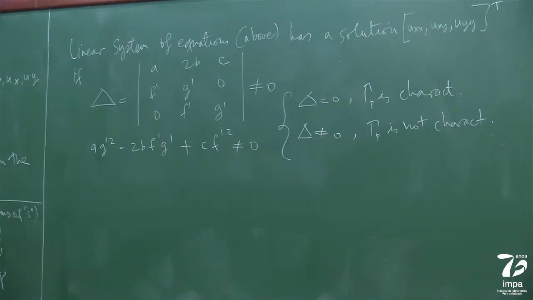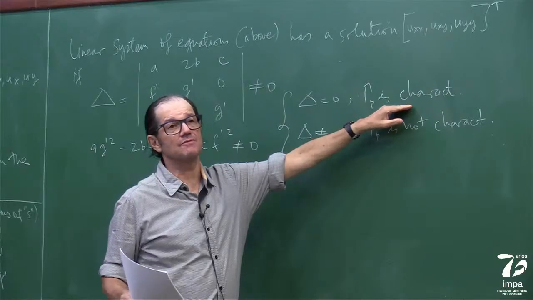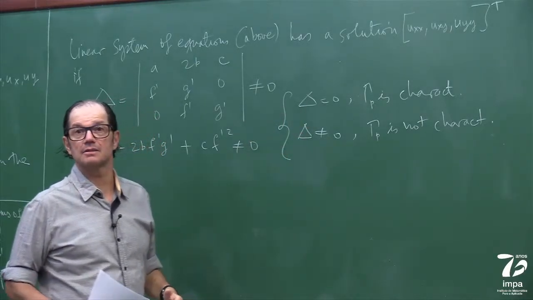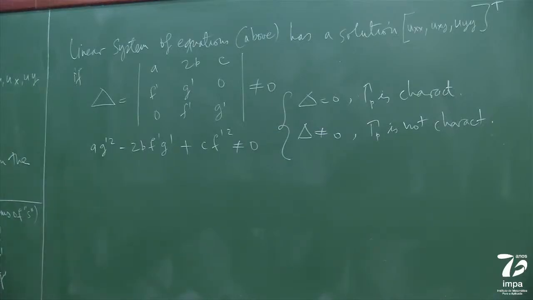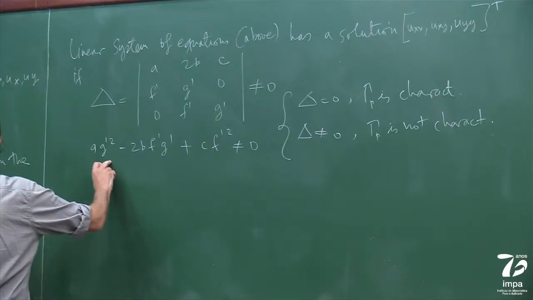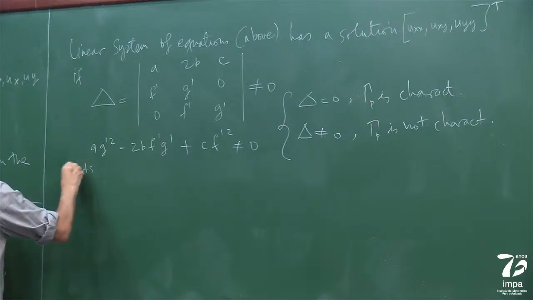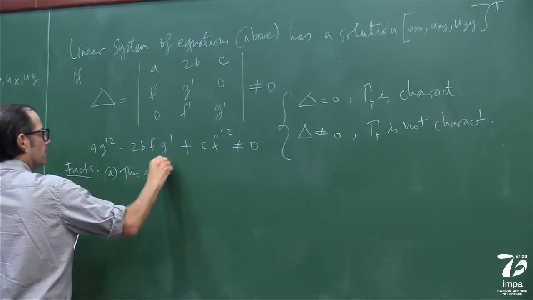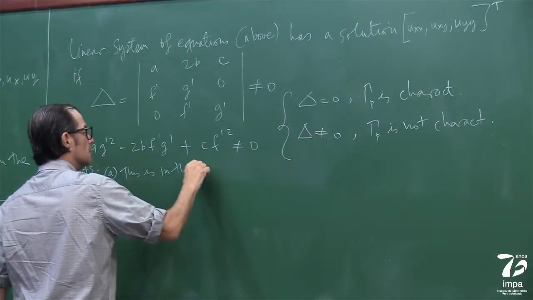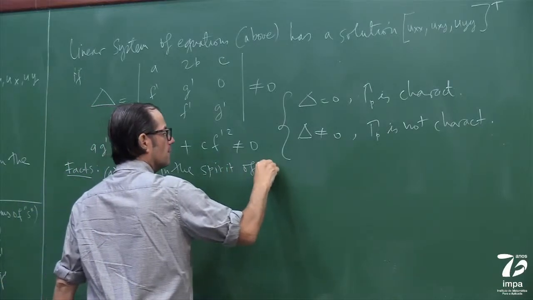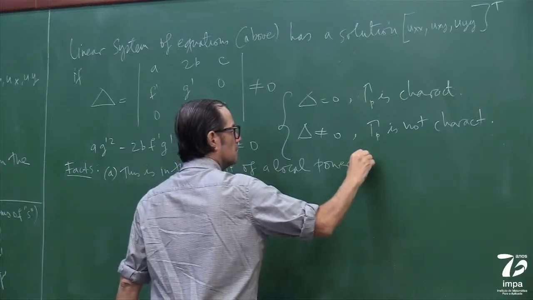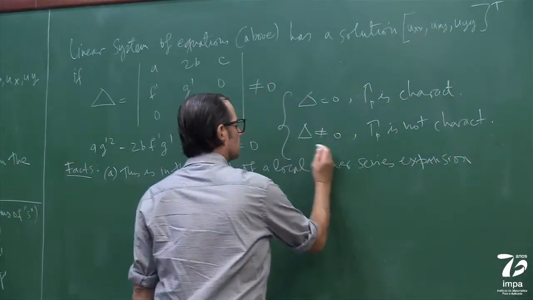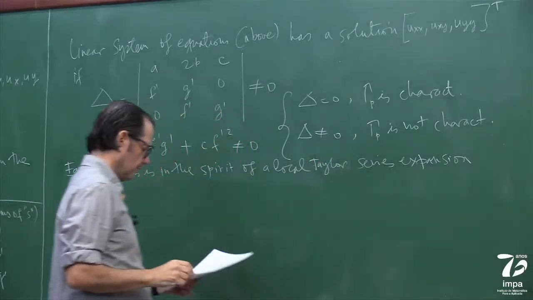So here, we're saying it's characteristic in the sense, even though we're not necessarily talking about a hyperbolic system, that we cannot get the local power series expansion solution nearby. So from this, note facts, which are comments. A, this is in the spirit of a local power series, Taylor series expansion, but maybe Taylor series is better. Taylor series expansion.